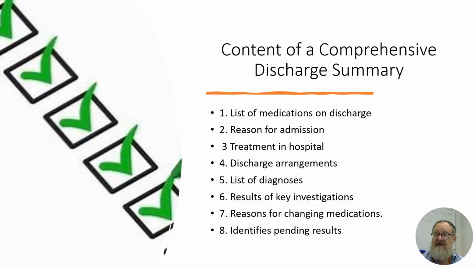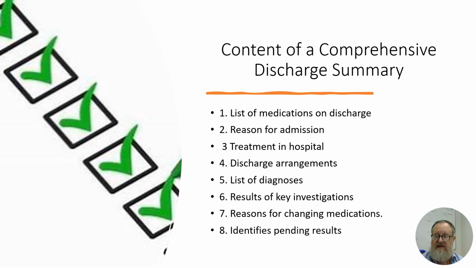National standards have identified 8 components of what comprehensive looks like for a discharge summary, and they're pretty self-explanatory. Medications are a focus because they're a frequent source of errors. Documenting medications on discharge and reasons for change are 2 components. Now note that the reason for admission is not the same as the history of the presenting illness. Summarising treatment in hospital needs as much detail as is required to pick up the patient's care, but not more.